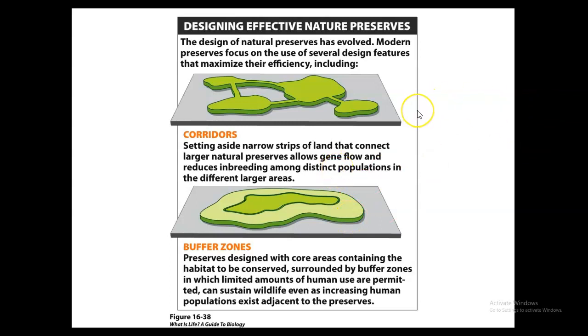So we have what's called corridors. These are setting aside narrow strips of land that connect larger natural preserves and allow gene flow and reduce inbreeding among distinct populations in different larger areas.